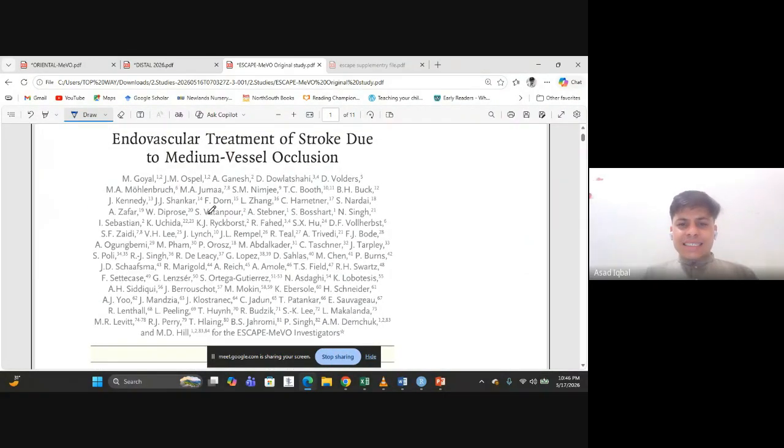Their topic is stroke in the medium distal vessel. I define what I mean by medium distal vessel: anterior cerebral, middle cerebral, and posterior cerebral arteries. They are divided into segments on the basis of their size, right? Large vessel and medium vessel. So they are talking about when a stroke hits these medium and distal vessels, the treatment can be endovascular plus best medical treatment versus best medical treatment alone.